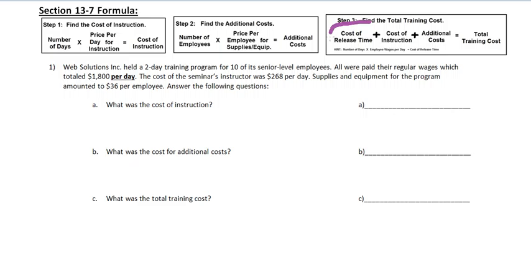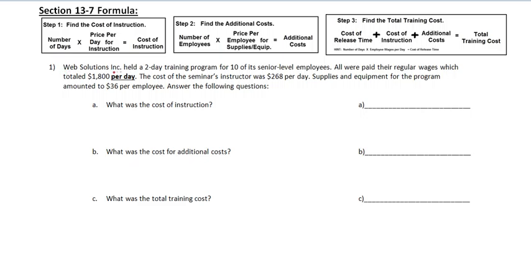Once you know all three of these parts right here, you add them up, and then that is how you find the total training cost. So let's jump right into the problem. Let's try and get a good understanding of it and start using the steps. Now there's a lot of info here, so please pay attention.